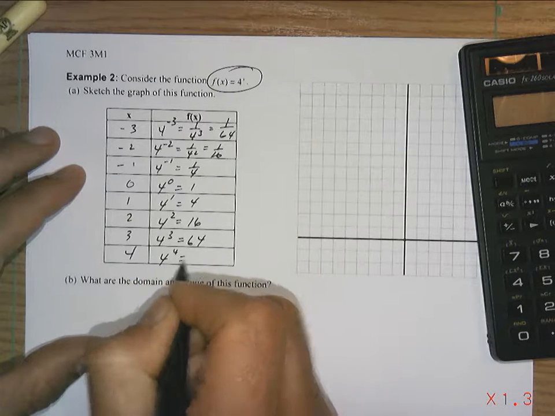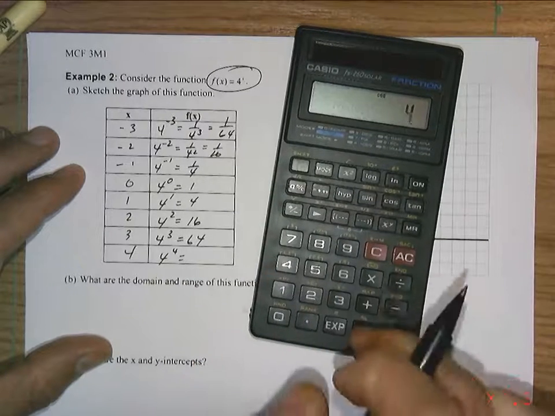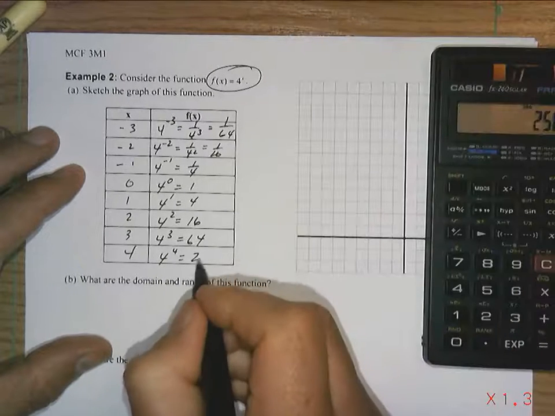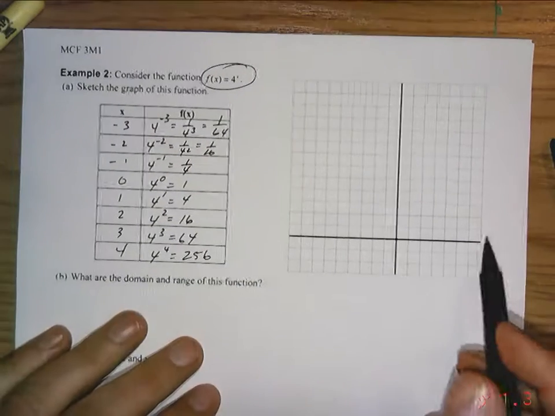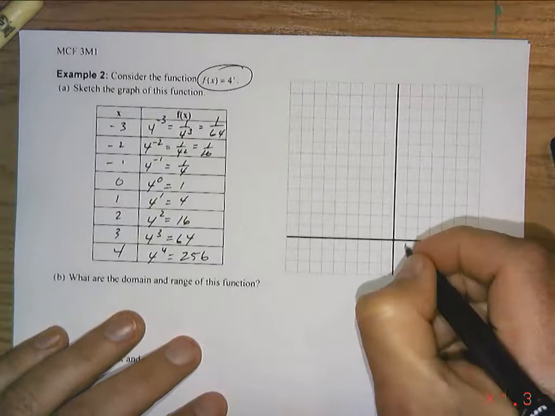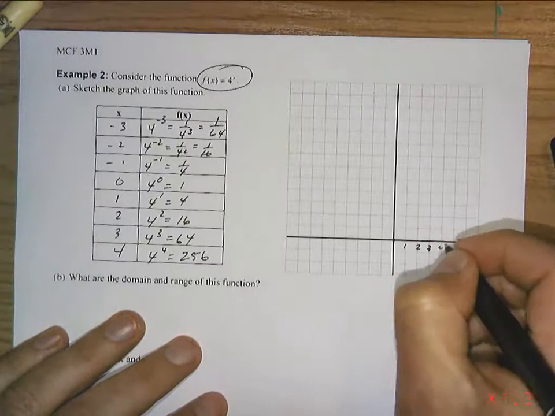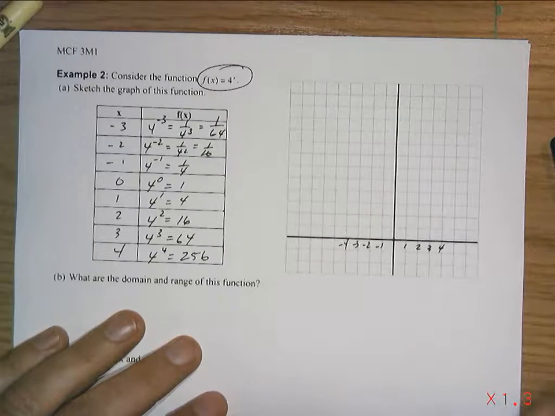4 to the 4 is going to be, that's a big number, 256. So this gets pretty big pretty fast. Our scale is going to have to be a little bit more interesting, I think. Let's go 1, 2, 3, 4, minus 1, minus 2, minus 3, minus 4.